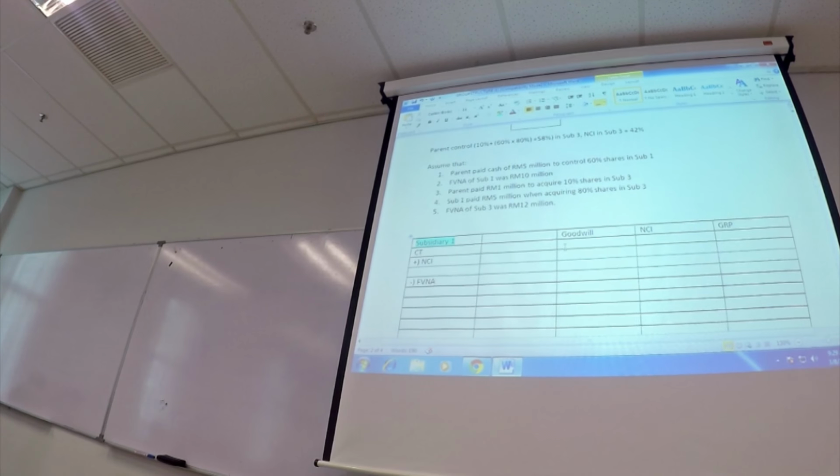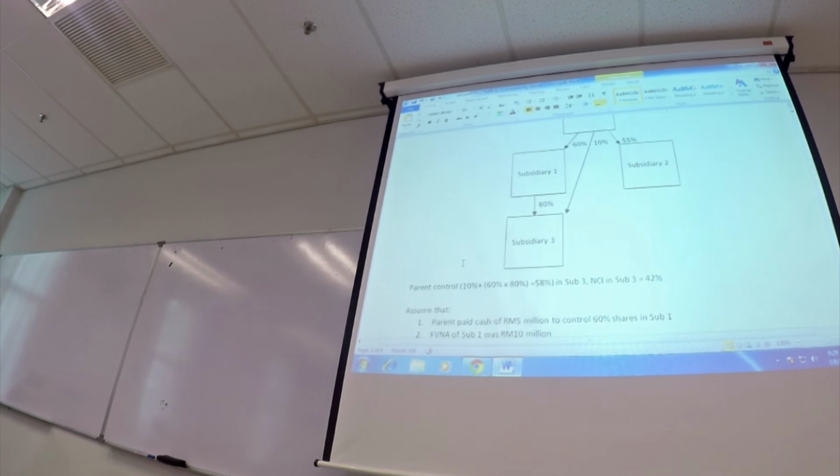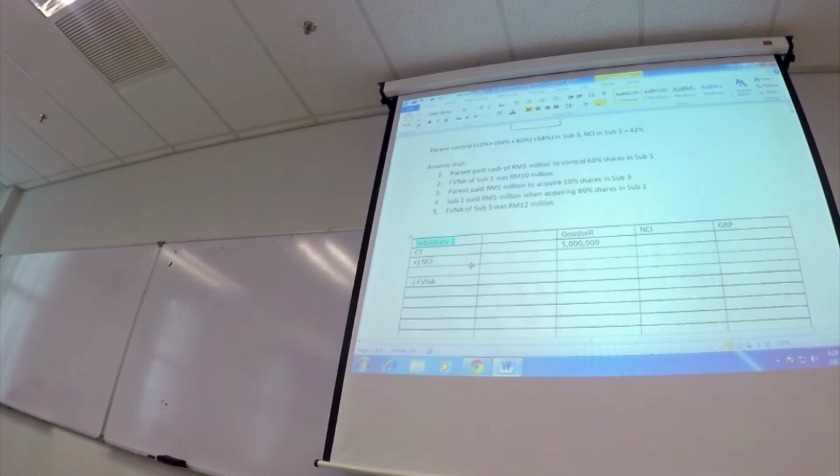Consideration transferred was 5 million. The NCI is what? NCI will be 40%, isn't it? Because subsidiary 1 holds 60%, so 40%, typing error. So 40% times your fair value, 10 million, isn't it? So this will be 4 million. And the total will be 9 million.